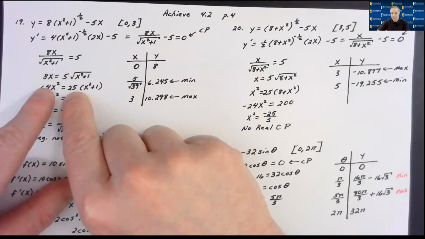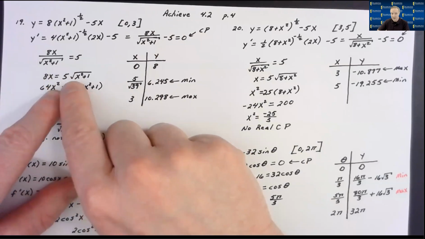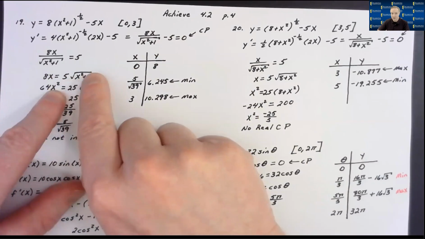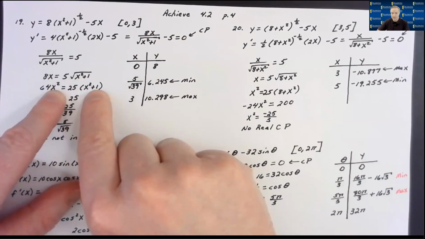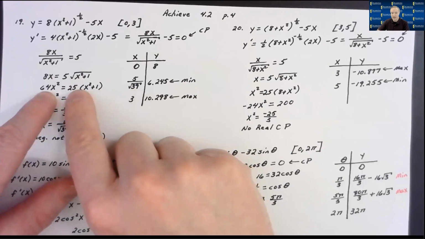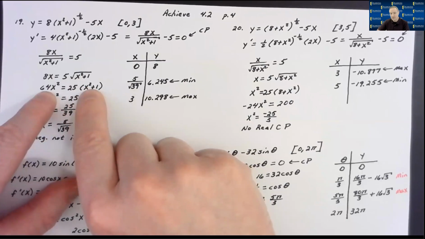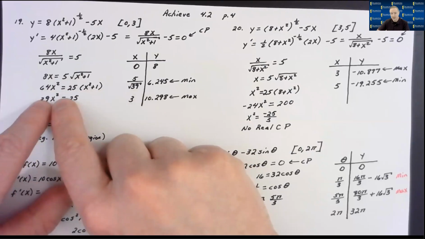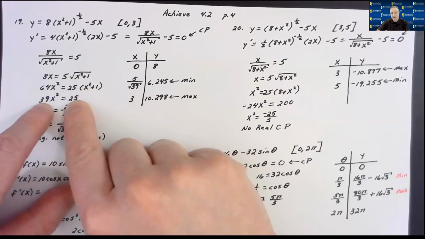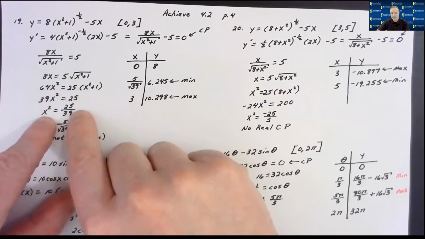8x quantity squared is 64x to the second. And then if you square the entire right-hand side, 5 squared is 25. The square root squared is just the group x squared plus 1. Now I can say, okay, I would have 64x squared on the left and I would have 25x squared on the right. If you subtract 25x squared on both sides, you're left with 39x squared on the left, and then you'll still have 25 on the right. Now we solve for x squared. x squared is going to equal 25 over 39.